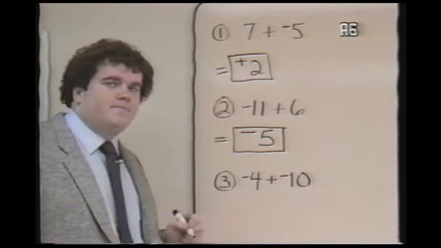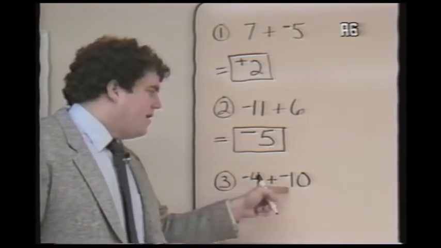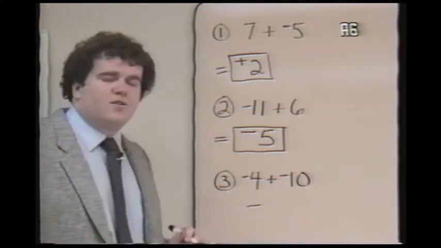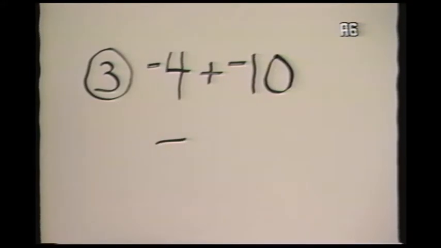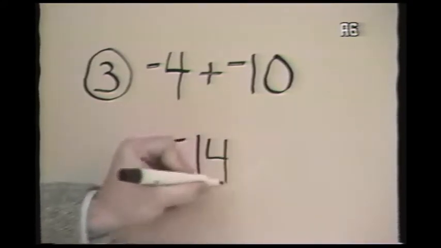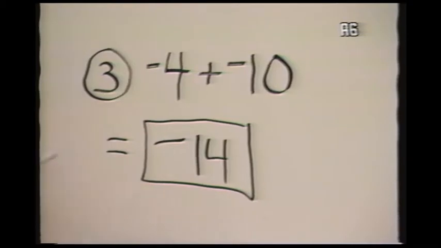Problem number 3. I ask my 2 questions. First one, will my answer be negative or positive? Well, if they're both negative, the answer will be negative. Do I add or subtract the absolute values? I add them together because the signs are the same. 4 and 10 is 14. So negative 4 plus negative 10 is negative 14.